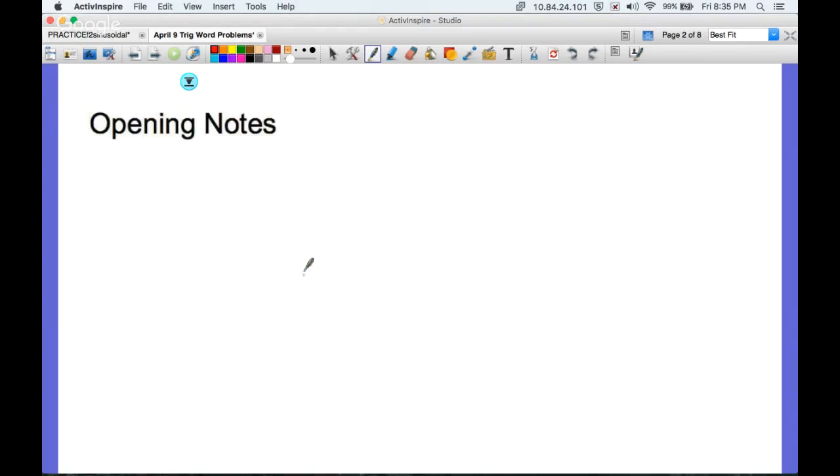So a few opening notes. One is that you're probably going to need scratch paper. There will most likely not be enough space to fit in all of these problems since you're drawing graphs, you're doing some calculations, you're writing equations. So get out the scratch paper.